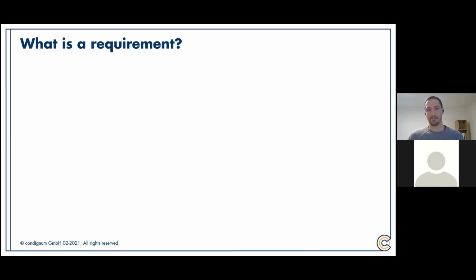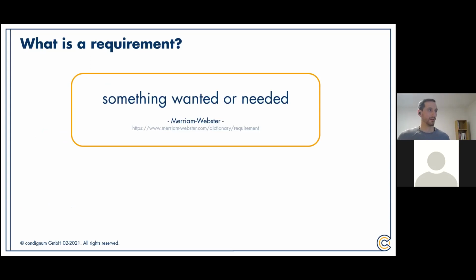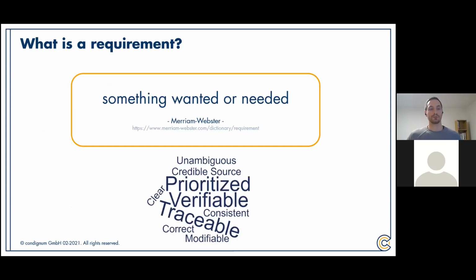What is a requirement actually? A brief look in the dictionary tells you it's something wanted or needed. So a requirement in the end just defines what our product should be able to do. And in order to define good requirements, they need to meet a few different properties and attributes, like they should be prioritized, they should be verifiable, traceable, they should be clear and unambiguous, and so on. But in the end, they just define what something should do.